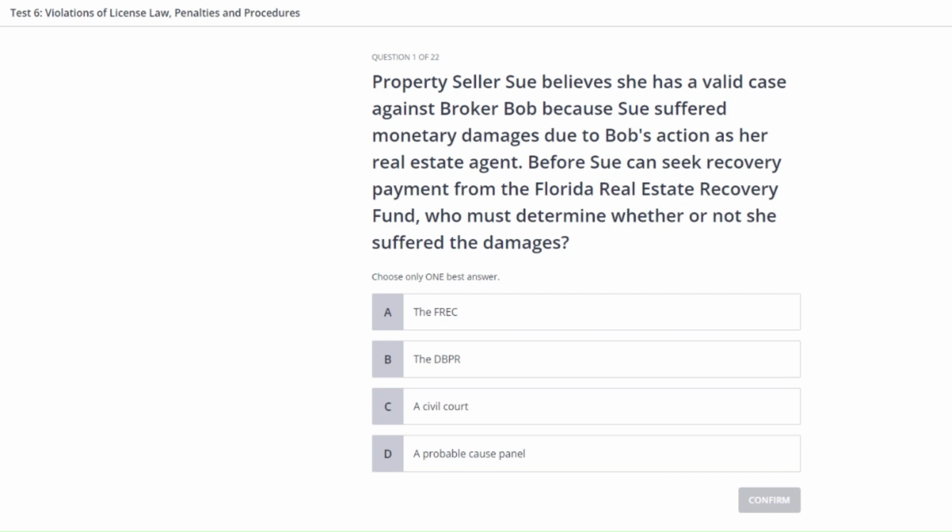Question number 1. Property seller Sue believes she has a valid case against broker Bob because Sue suffered monetary damages due to Bob's action as her real estate agent. Before Sue can seek recovery payment from the Florida Real Estate Recovery Fund, who must determine whether or not she suffered the damages? Here are the options for you.